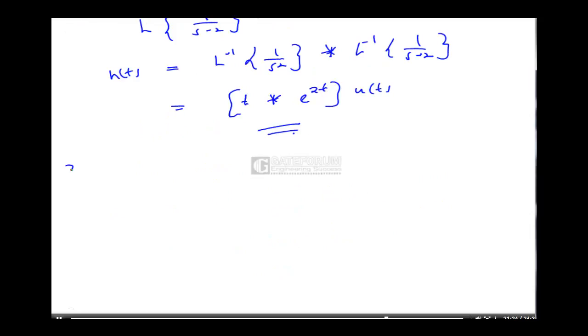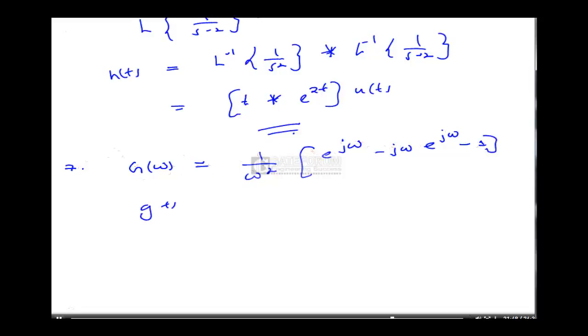Okay. Again, one more problem. This is a very interesting problem. A Fourier transform of a signal is given, and that Fourier transform is G of omega equals 1 by omega square, e to the power j omega minus j omega e to the power j omega minus 1. For this, my g of t is shown like this.